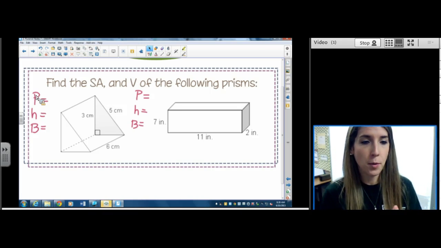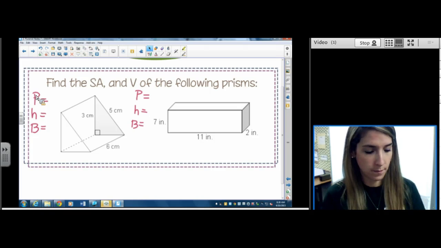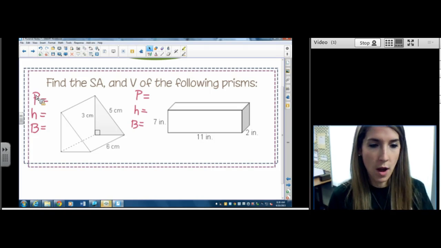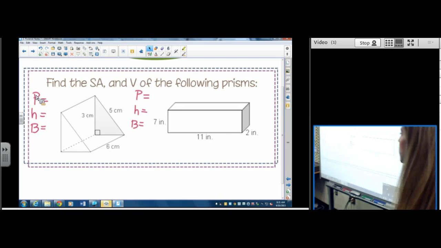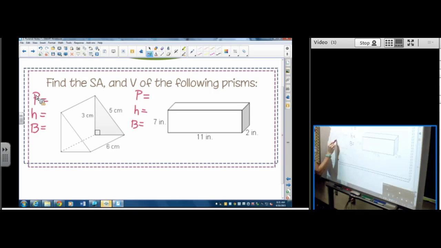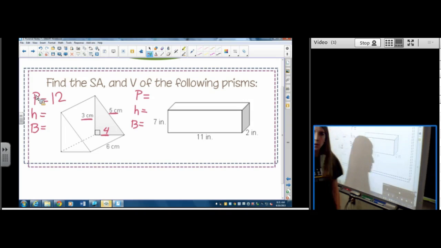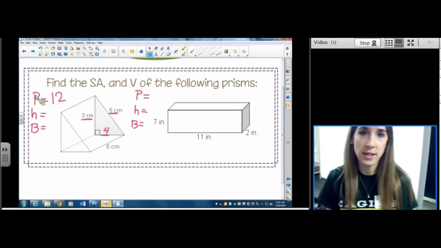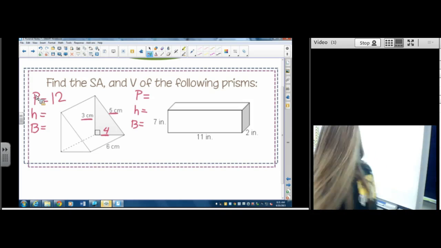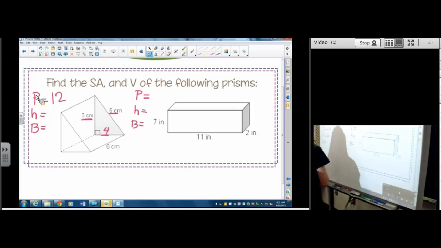So let's find the perimeter for the first one. Johan, what is the perimeter of number 1, the triangular prism? So the perimeter of the first one, you would be adding 3 plus 4 plus 5. So for P, we're going to put 12. I'm not going to worry about units yet because those are not my final answers. Okay, now what is the height of the prism? What is H? H is 6.